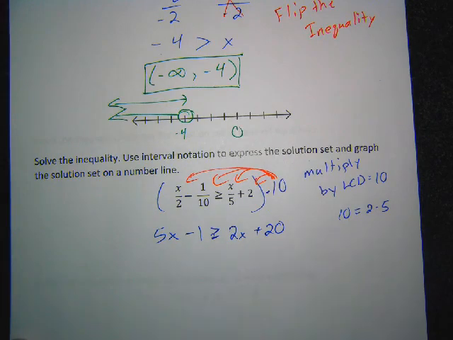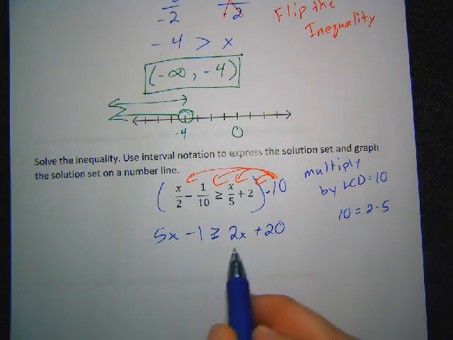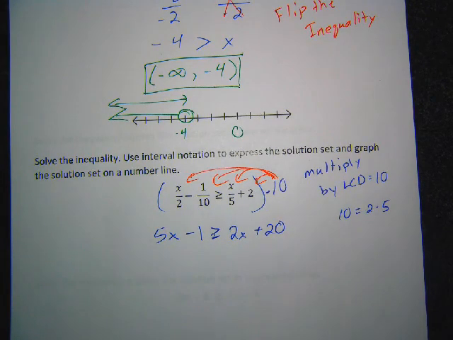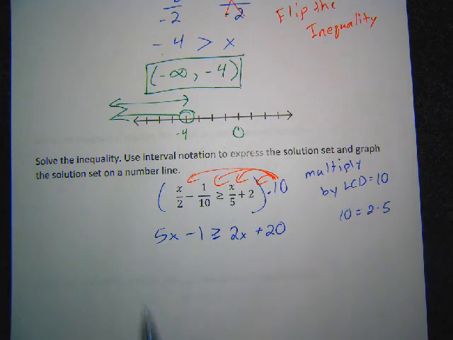Now we don't have to worry about fractions anymore. We can just solve this inequality. Since I multiplied by a positive, again, I do not change the inequality. I only change it if I divide or multiply by a negative. On the next step, I would want to get x's on the same side. It doesn't matter which way you do it. You can subtract 5x across, or you can subtract 2x across.